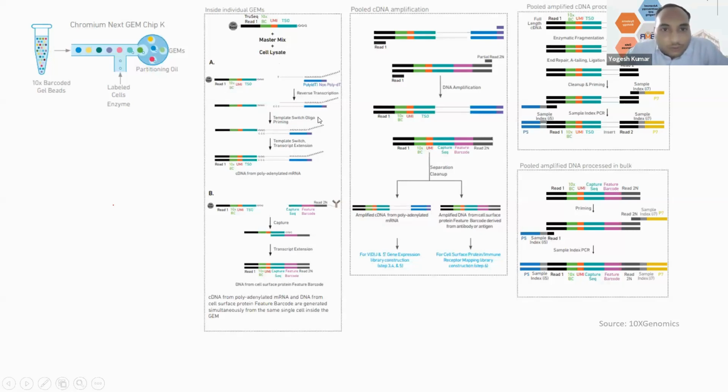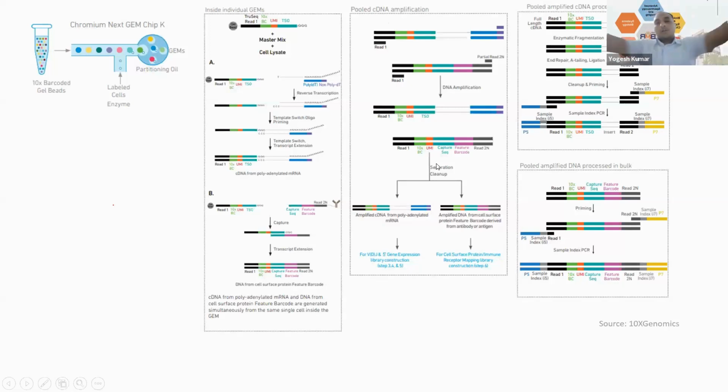And you see the template switch oligo primer. We are doing the synthesis of this sequencing. We create the single cell complementary DNA from this polyadenylated mRNA, and then we convert these into DNA from cell surface protein and feature barcode, and then we do the transcription extension of these, and in the final step we get the cDNA library. After this, we do the pooled cDNA amplification. We amplify all these preparations, and after amplification, we do this.